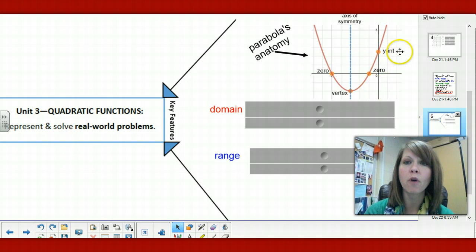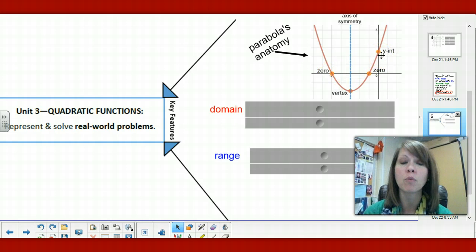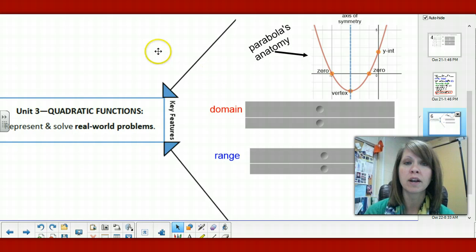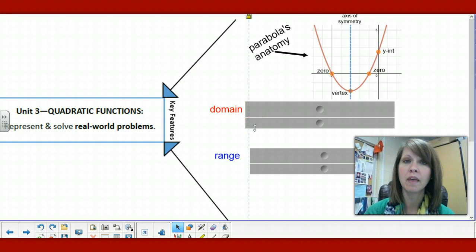The key features we've already talked about are shown up here in this graph. We've talked about axis of symmetry, the vertex, how quadratic functions or parabolas have zeros, and the y-intercept, that every quadratic function will have one of those. What we haven't talked about is the domain and range of a quadratic equation. And that's what I'm going to talk to you about here.